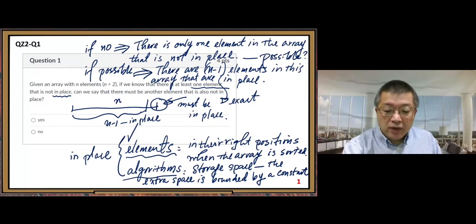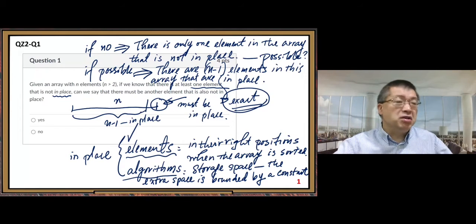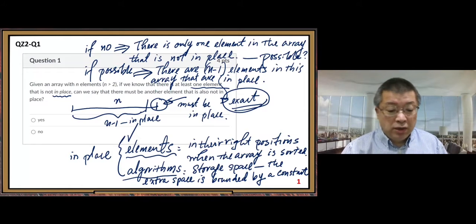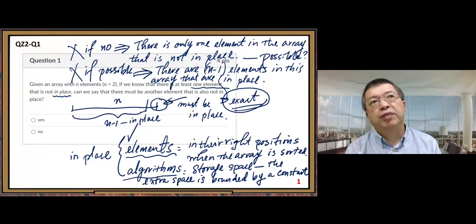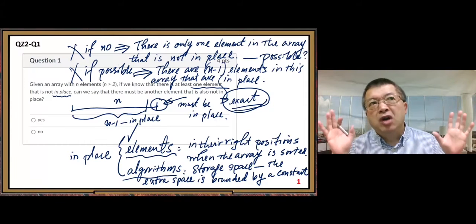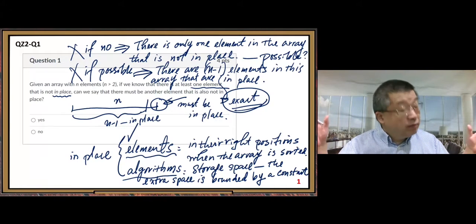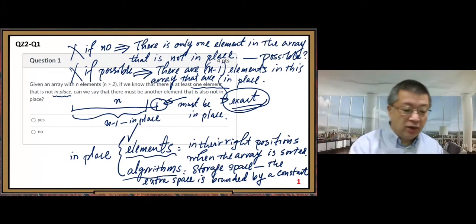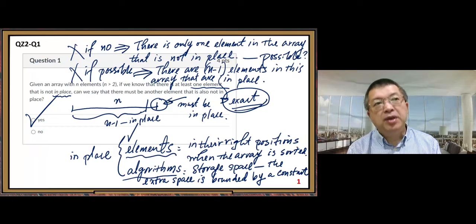So that means you cannot get this situation. There are exactly n minus 1 elements in place. You can never get that situation. So that means if no, all wrong, because you get some contradiction. So when you assume it is no, you get a contradiction. The answer can only be yes.